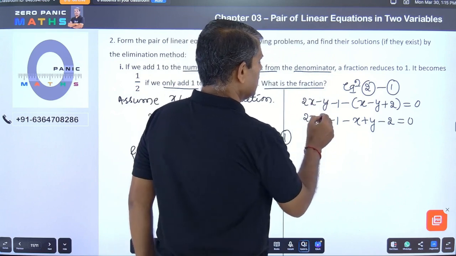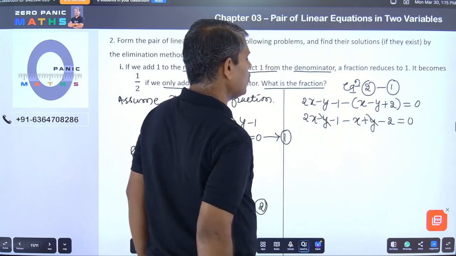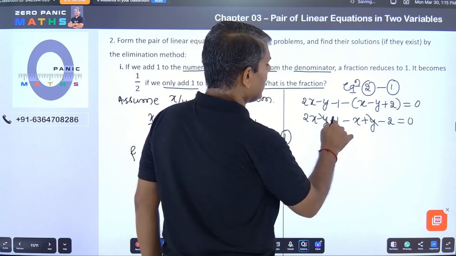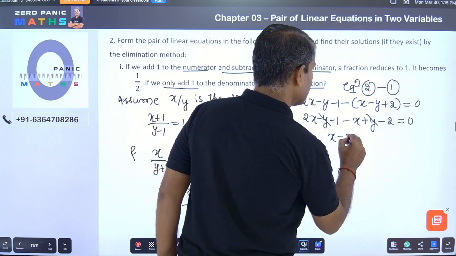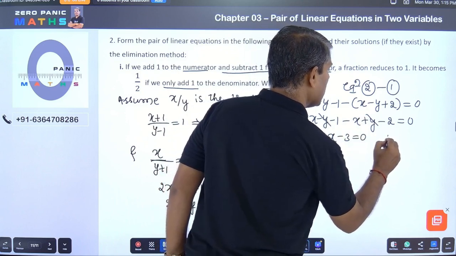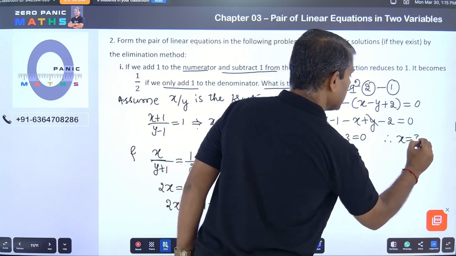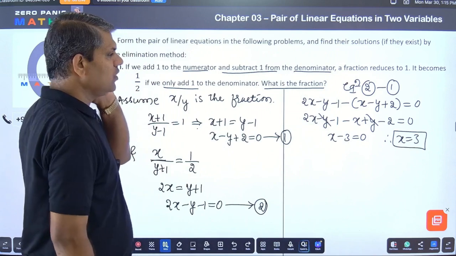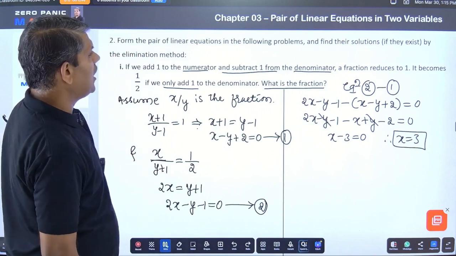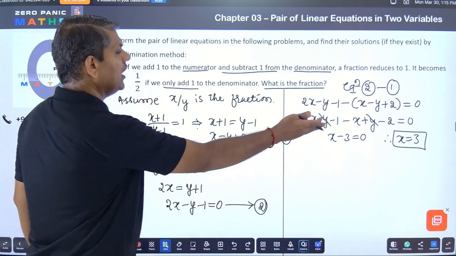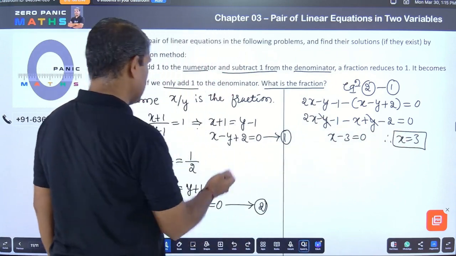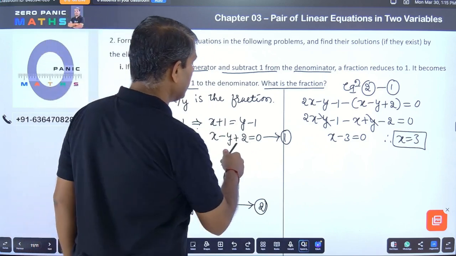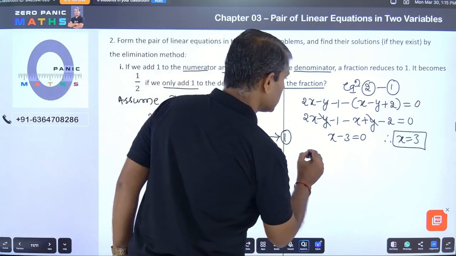Okay, that will allow us to cancel y. 2x minus x, that is x, and minus 1 minus 2, that is minus 3, is equal to 0, and that gives me x is equal to 3, taking minus 3 to that side. Now let us substitute x is equal to 3 in any one of these equations to get the value of y. Let us substitute that into equation 1.